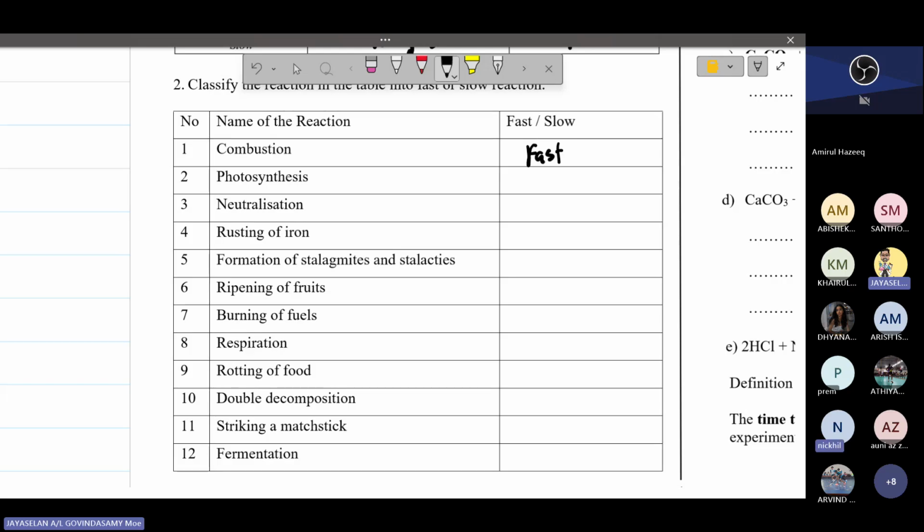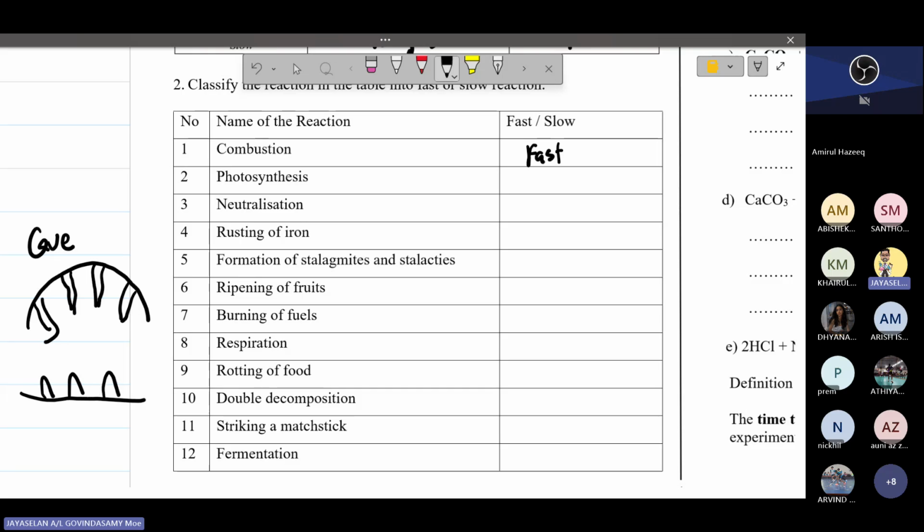Sir, what is number 5, sir? Number 5, stalactite and stalagmite. In the cave, you know cave, right? If you go to a cave, you can see the formation of stone, the rock from the upside. This is called stalagmite. If it is the bottom one, like the marble stone, this is called stalactite. It is the formation of calcium carbonate in the cave.